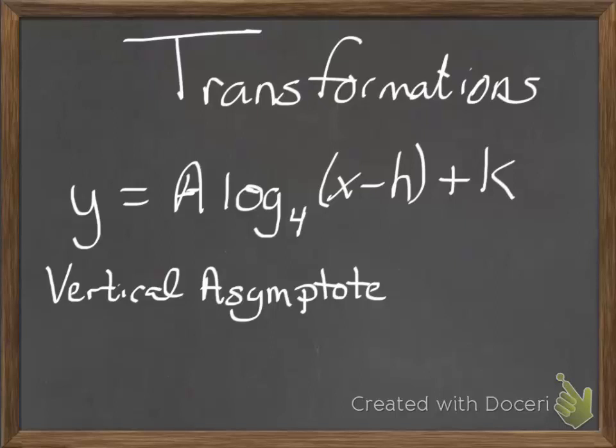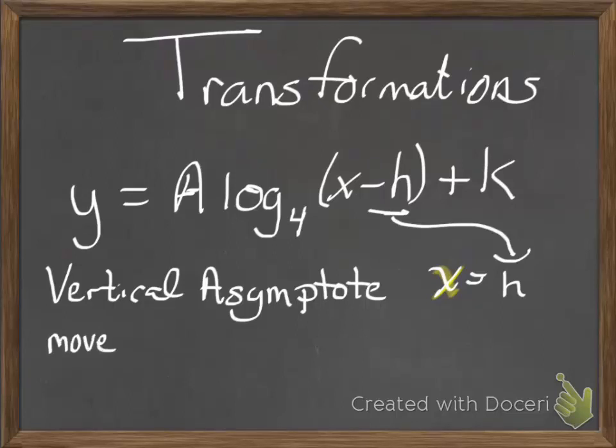And so, first off, to find your vertical asymptote, it is going to be x equals the opposite of whatever that number is, so just the h. We'll go through with numbers in these to see the pieces. We are going to move left/right based upon the h. Left is going to be when it is positive, and right is going to be when it's negative.